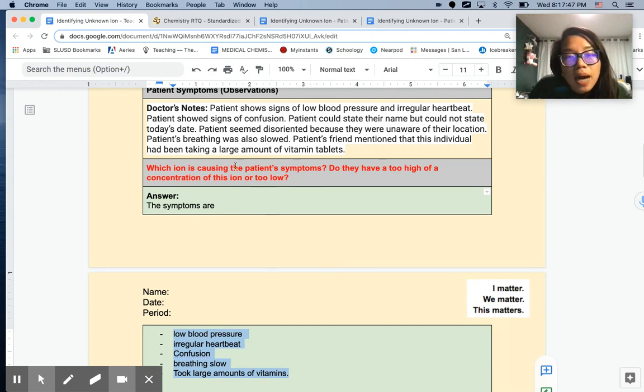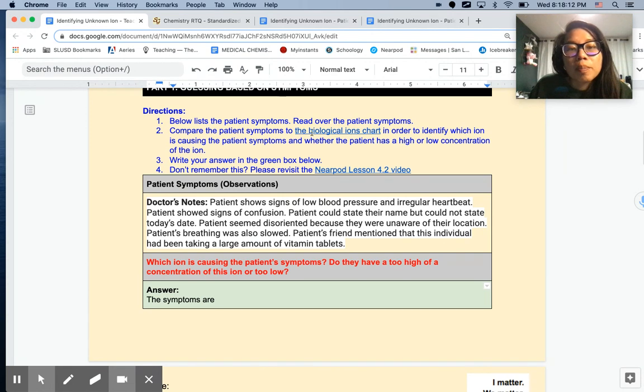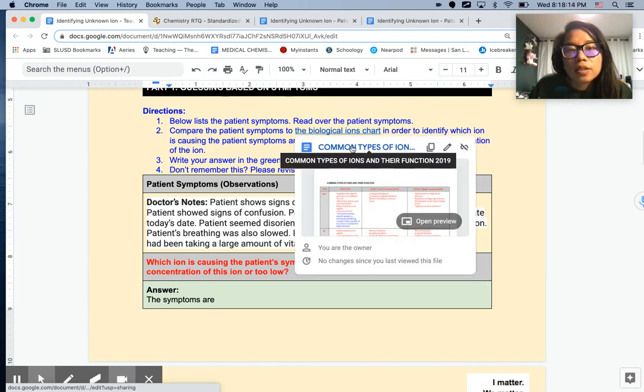The symptoms that I caught were low blood pressure, irregular heartbeat, confusion, slow breathing, and I noted that they took a large amount of vitamins. For you, don't feel like you need to catch all of the symptoms. Just find what you can find. Once we find these symptoms based off of the doctor's notes, we're going to go ahead and open up the biological ions charts.